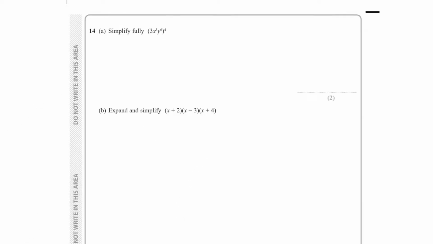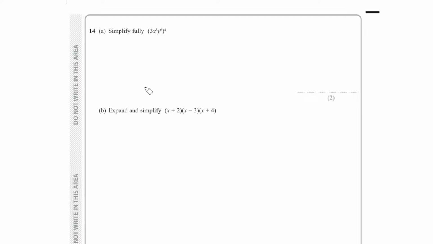Question 14. So we've now got some algebra. I feel like because obviously your Edexcel paper 1 didn't really have many indices, did it? So I feel like they could bring it up in paper 2, paper 3. They still need to test it, don't they? And this is how they would do it, is with algebra, because obviously then you can't type it into your calculator. So simplify fully, 3x to the power 5, y to the power 6, and then all of that is to the power 4.